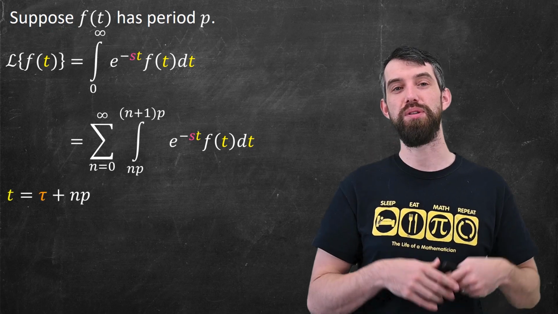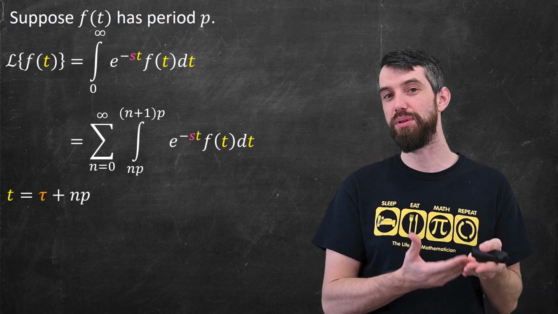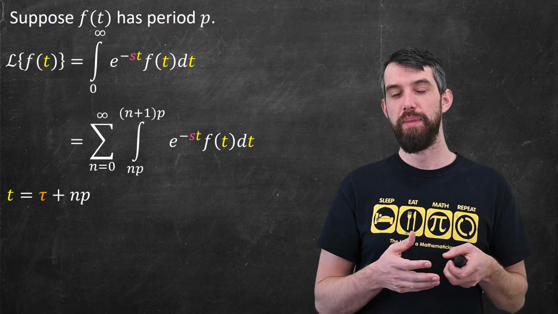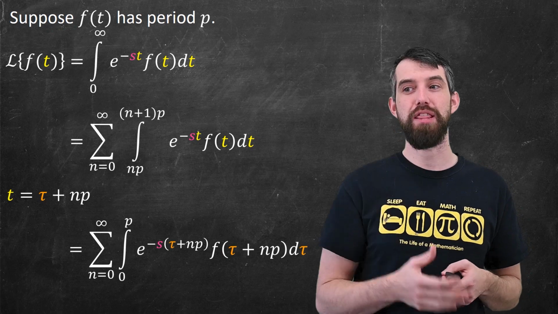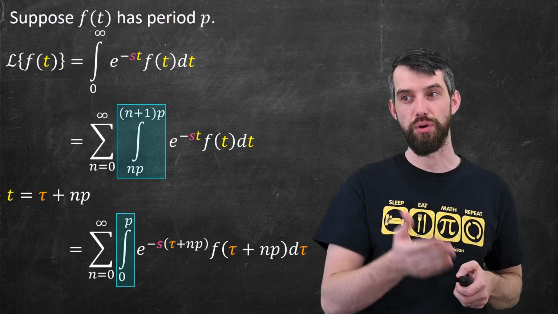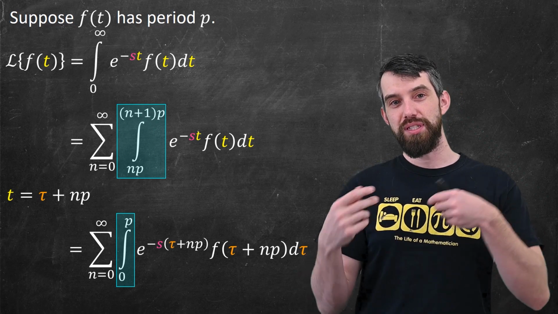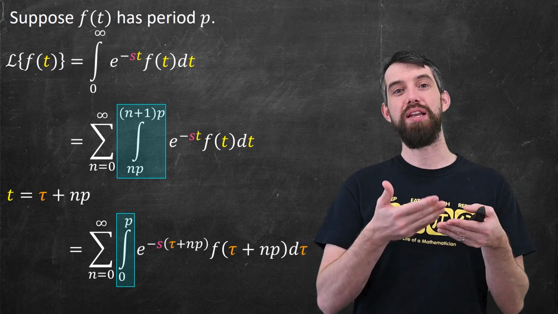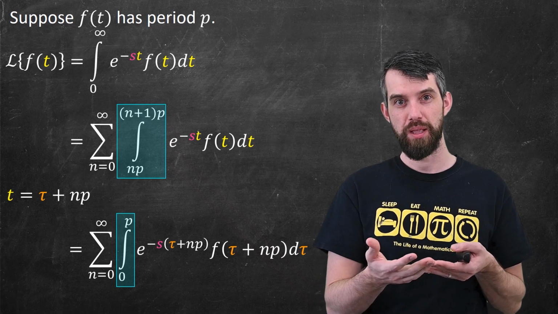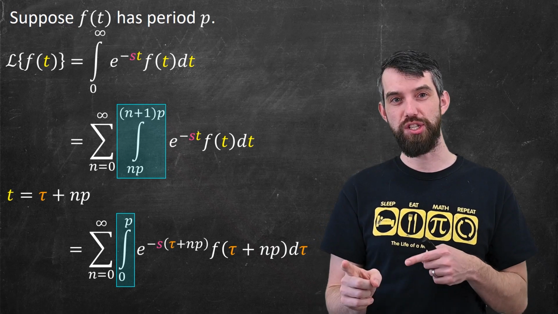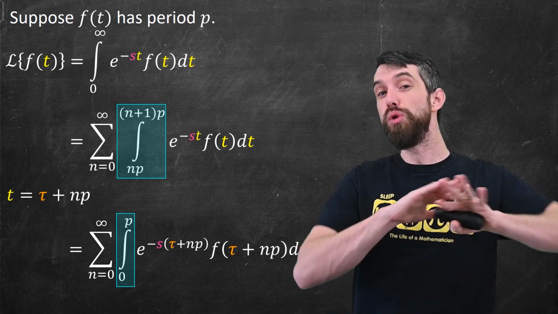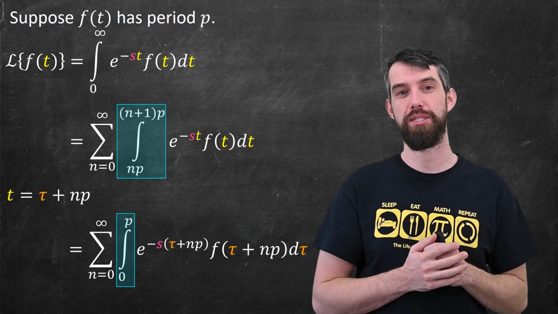Let's do the change of variables. t is tau, this new variable tau, plus n copies of the period p, tau plus np. If you substitute that in, you're going to get the following expression. Okay, a lot of different things happen. Let's focus on the integral first. If t was np, then tau is 0. If t is n plus 1 times p, then tau is just p. So I've replaced the limits of integration, which originally depended on n, with something that no longer depends on n, and that's going to be very important to us.